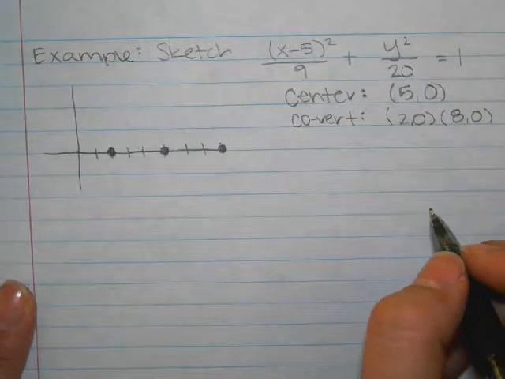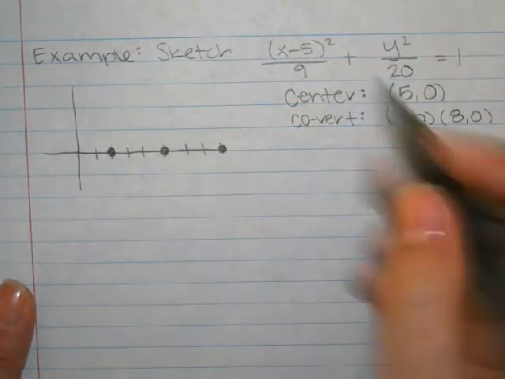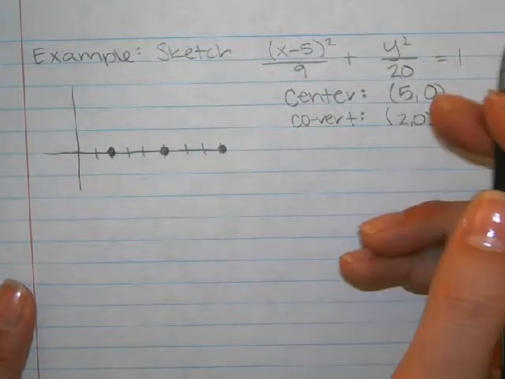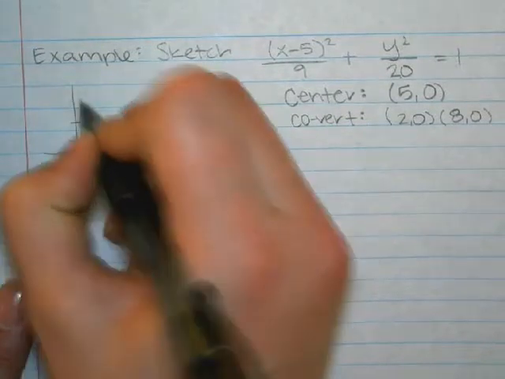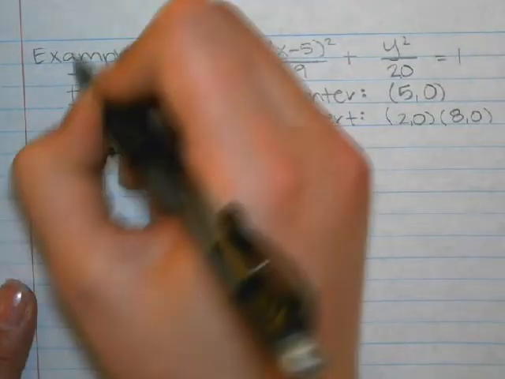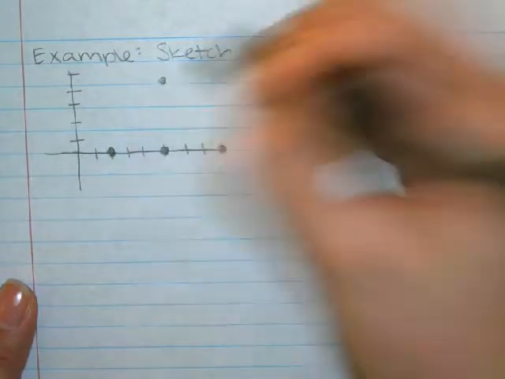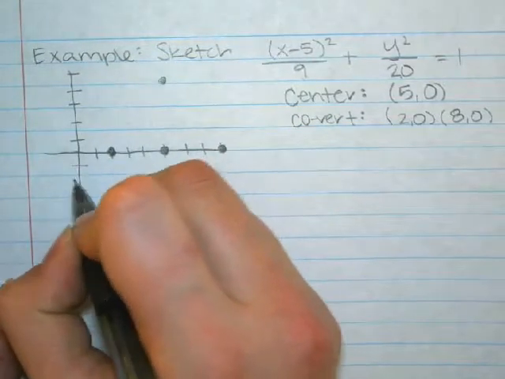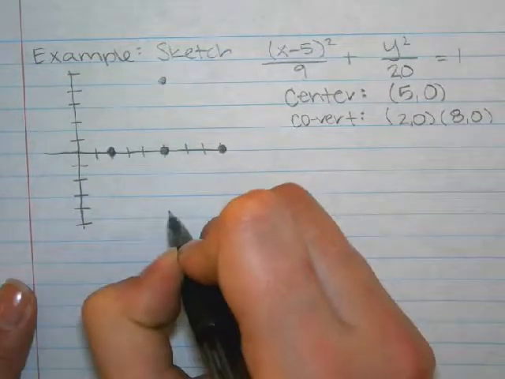Okay. And then we have to do the points, the vertices, where we go up and down. And we said that the square root of 20 is 4.47, so about 4.5. So I'm going to go up 1, 2, 3, 4, and a little bit more. Up 4.5-ish. Down 1, 2, 3, 4, 4.5-ish.